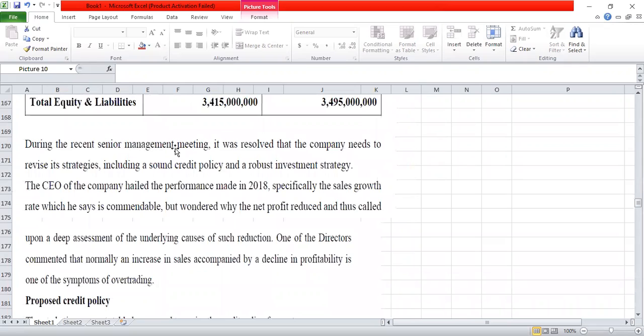During the recent senior management meeting, it was resolved that they need to revise the strategy, including a sound credit policy and a robust investment strategy. The CEO of the company held the performance made in 2018, specifically the sales growth rate, to be commendable, but wondered why the net profit reduced and thus called upon a deep assessment of the underlying causes of such a reduction. One of the directors commented that normally an increase in sales accompanied by a decline in profitability is one of the symptoms of overtrading.